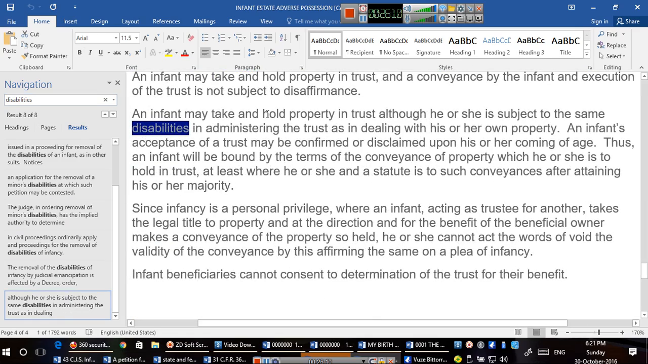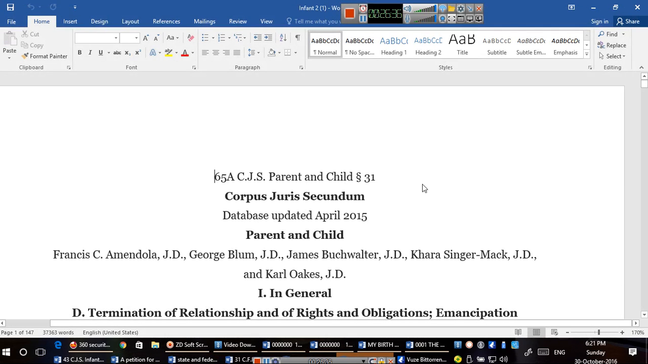Now, I want you to understand administering. An infant may take and hold property in trust, although he or she is subject to the same disabilities in administering the trust as in dealing with his or her own property. You see, you don't get to administer your own trust. There are limitations or disabilities associated with it. Alright, so we're going to close this one. No, this is still the same one. Well, this is parent and child.